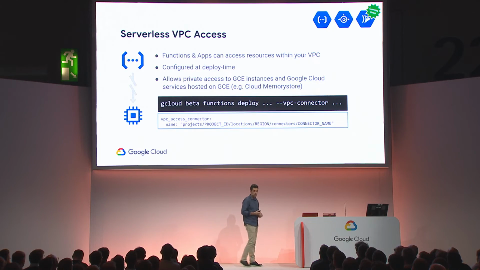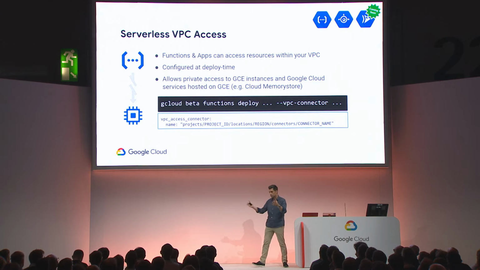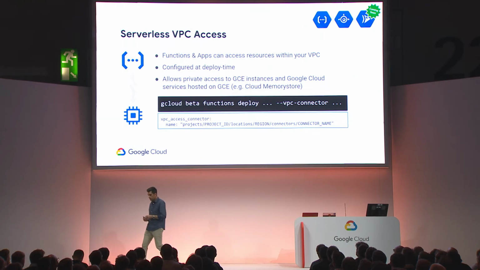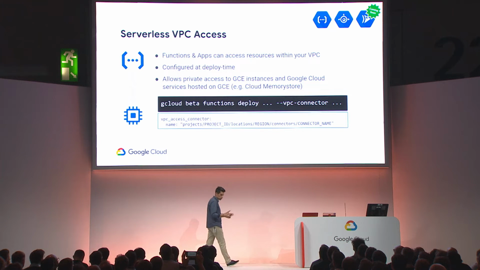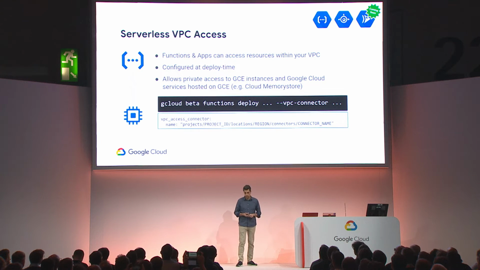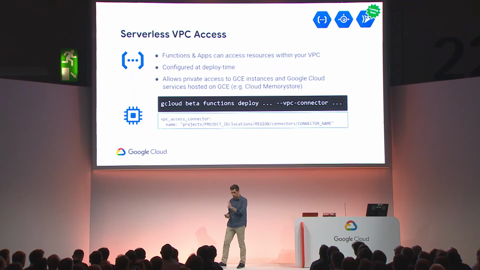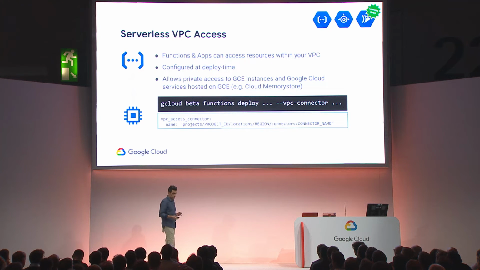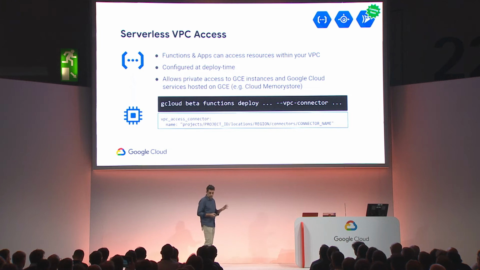Serverless is great, but sometimes you also have infrastructure on virtual machines. Perhaps you're running your own Elasticsearch cluster, and you need to talk to it from the serverless infrastructure. In order to provide that, we have this Serverless VPC Access feature, which allows you to peer your serverless infrastructure with your VPC. It's a very simple command line. It's available in Cloud Functions and App Engine. It's coming soon. We're working on it for Cloud Run. It's not quite there yet.